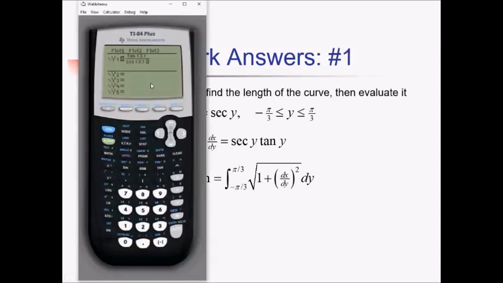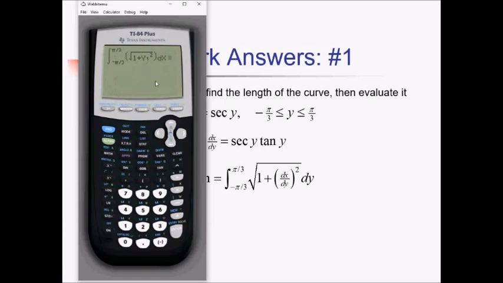To enter this on the calculator, I'm actually going to put my dy over dx in y1, and I can write secant times tan as tangent over cosine, because secant's really 1 over cosine. So this is the fastest way to enter the secant function.